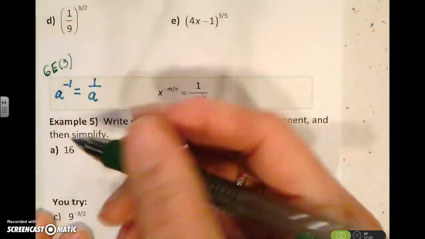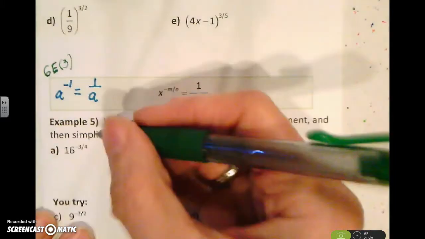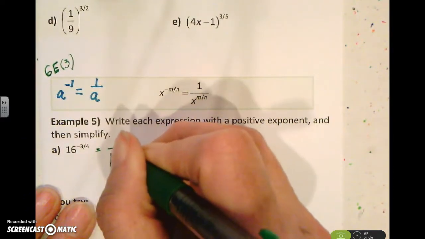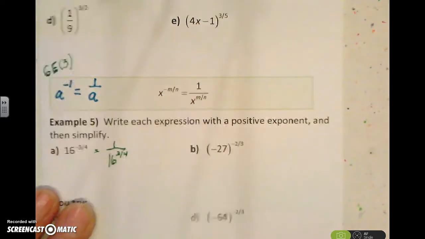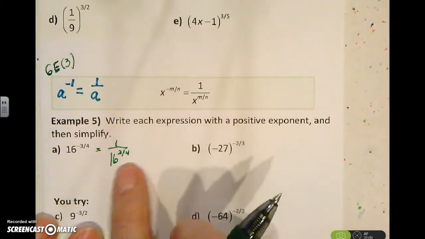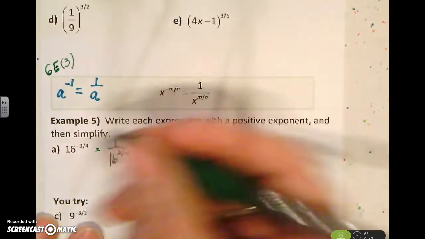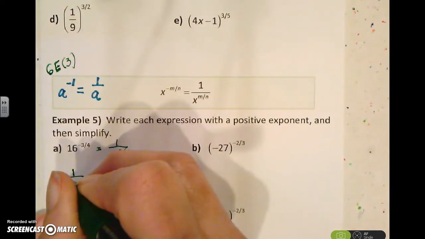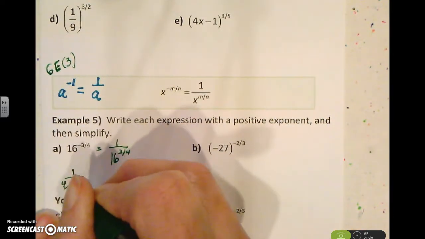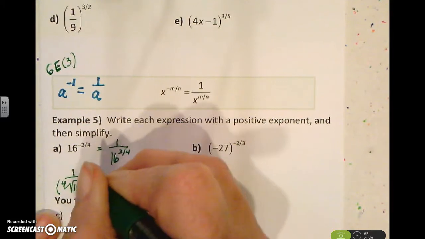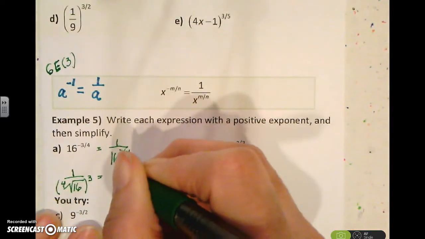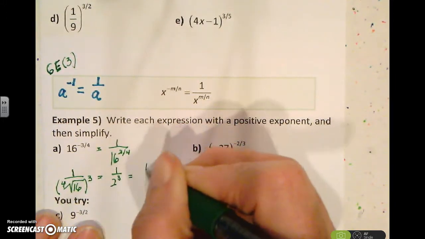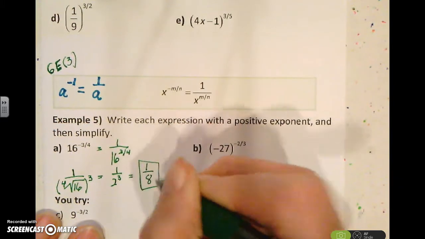So let's do a couple of examples. Here I have 16 to the negative 3/4. That's going to become 1 over 16 to the positive 3/4. Once I drop it, now I can change this to a radical form, and that would be 1 over the 4th root of 16, and then to the 3rd power. Then that would be 1 over, the 4th root of 16 is 2, to the 3rd power, and that's going to be 1/8 for my answer.